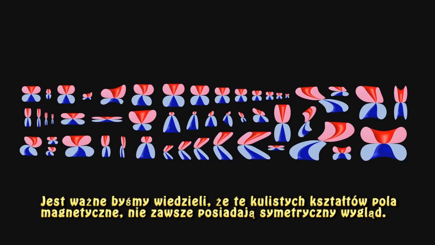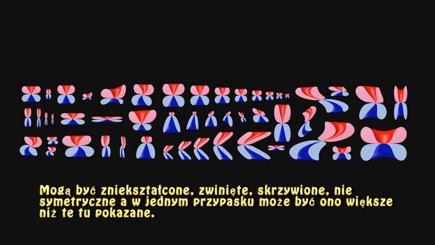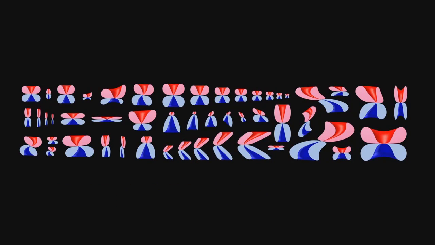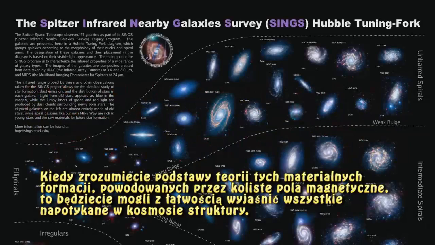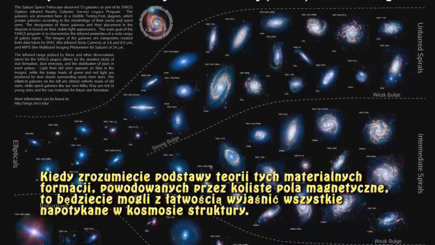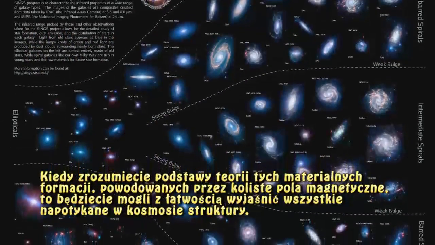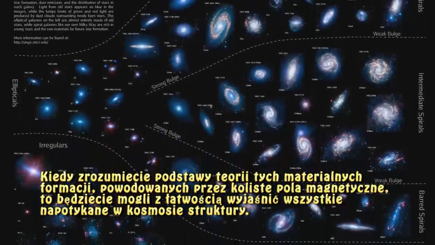It is important to note that these bowl-shaped magnetic fields will not always be nice, simple, symmetrical structures. They can be warped, twisted, offset, or one field might even be larger than the other as shown here. But once you understand the basics of this new theory of matter formation due to bowl-shaped magnetic fields, you will be able to easily explain most all of the structures we find in space.